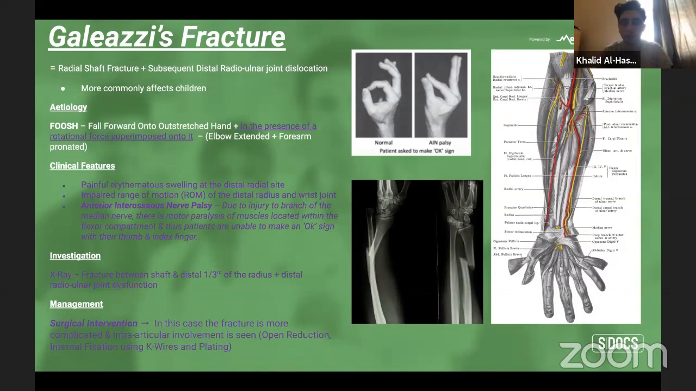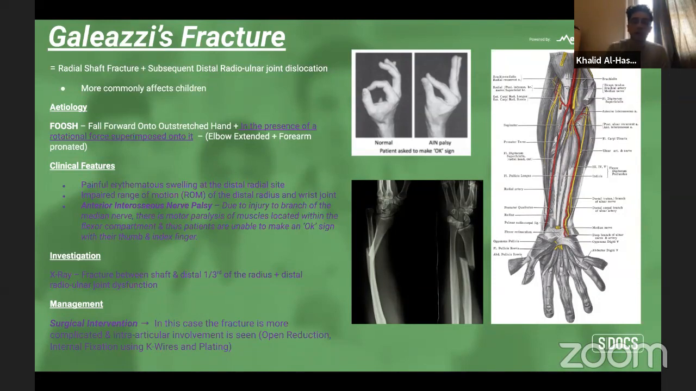The anterior interosseous nerve is a purely motor branch of the median nerve, and damage to this nerve results in motor paralysis of muscles located within the flexor compartment, and thus you are unable to make an OK sign with your thumb and finger. If you take a look at the picture on the top left, this is the normal, showing a normal OK sign, and this is an anterior interosseous nerve palsy. As mentioned, it's responsible for innervation of muscles within the flexor compartment, particularly the flexor pollicis longus, pronator quadratus, and flexor digitorum profundus. The flexor pollicis longus is located directly below the flexor carpi radialis, and below that would be the pronator quadratus. That's just a tip that you might want to remember for your spotter exams.